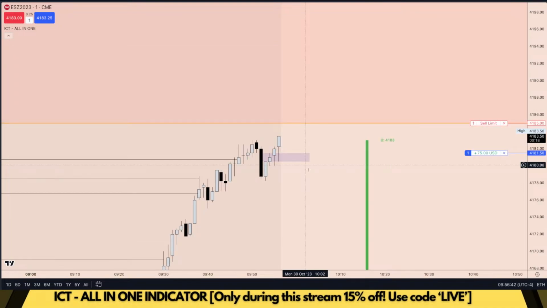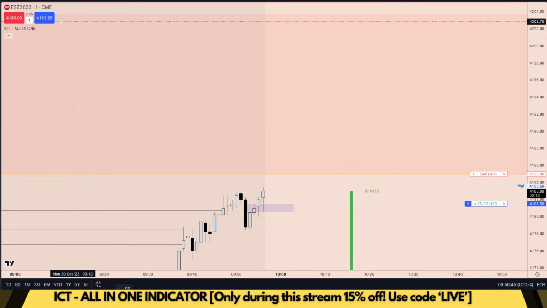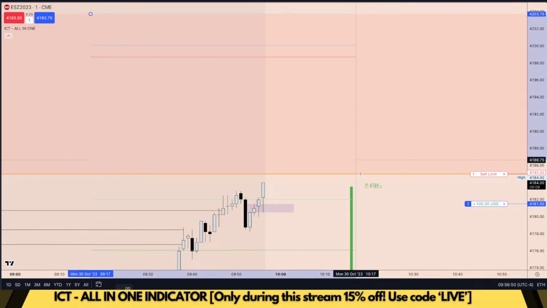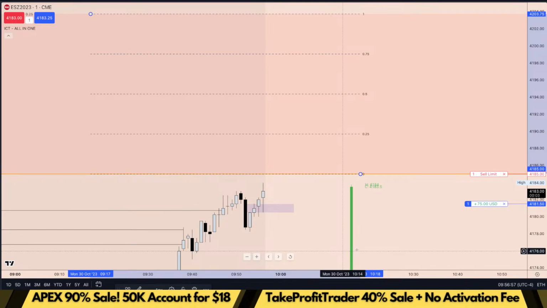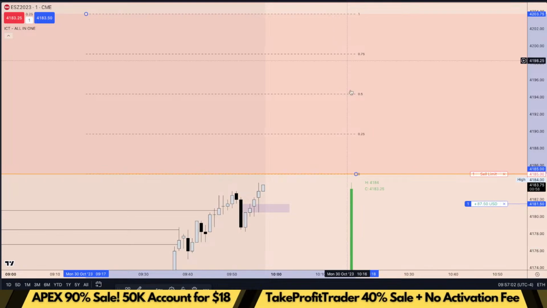Since the ICT all-in-one indicator showed us the daily bearish fair value gap, we could use that and split it up into percentages: 25%, 50%, 75%, and 100%, of course.